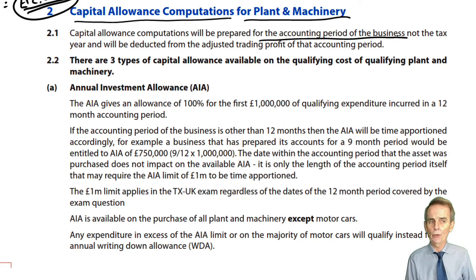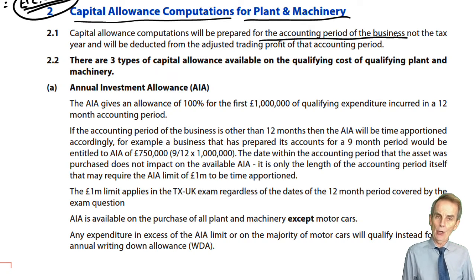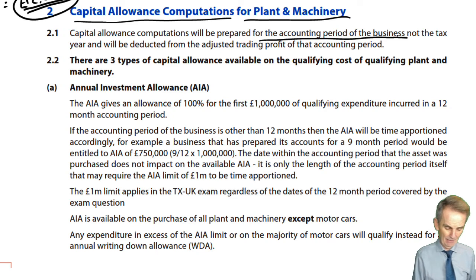But that is important because when we look at, as we will in a moment's time, the allowances that are available, the majority of allowances that we see, the two main types at least, are given on a per annum basis. There will be an amount per annum. So if you've only got a 6-month period or a 12-month period, then you must time apportion accordingly. But more of that in a moment's time.